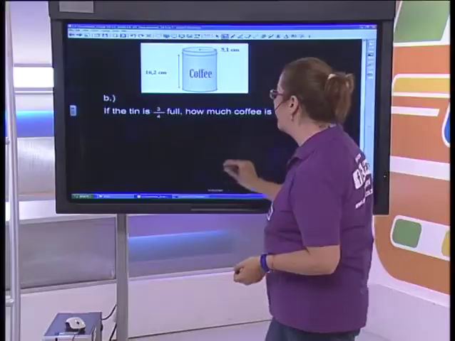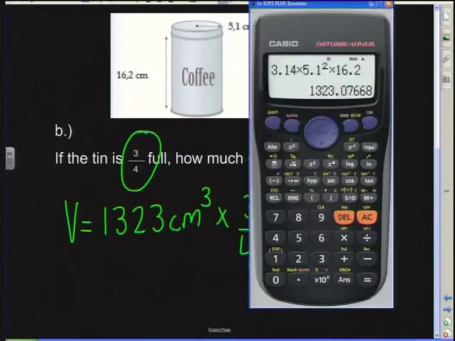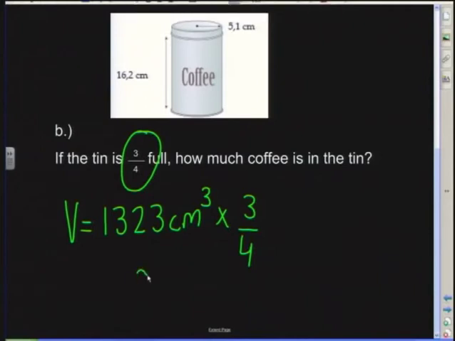The next part of the question says, now the tin is 3/4 full. How much coffee is in the tin? So now I have my volume of the tin, which was my 1323 centimeters cubed. But I only have 3/4 of the tin full. So we're going to take that answer times by 3/4. You can use a fraction, you can use 0,75, you can times by 3, divide by 4. Okay? And we get an answer of 992.25. And don't forget, that was centimeters cubed.